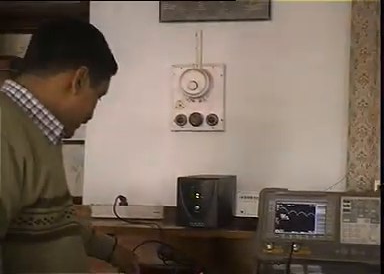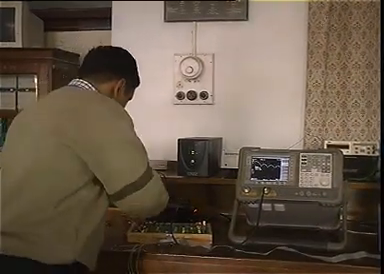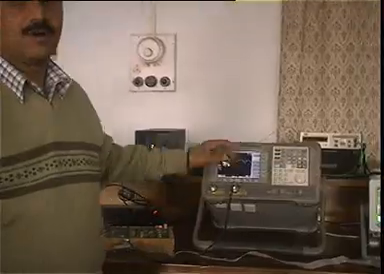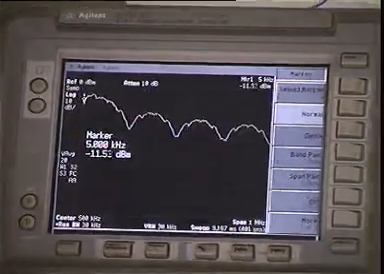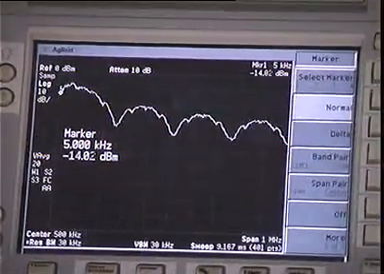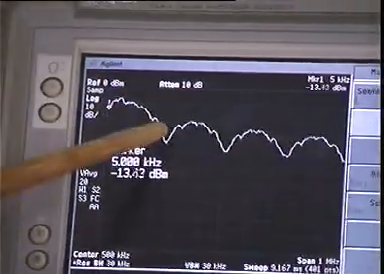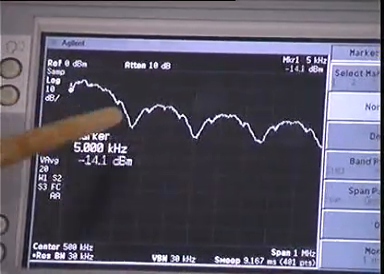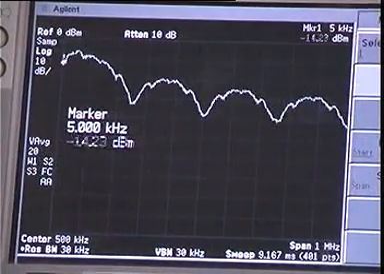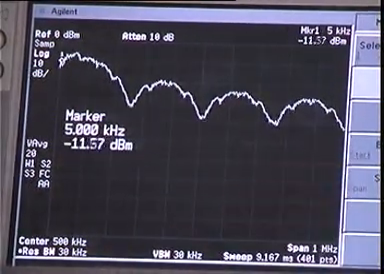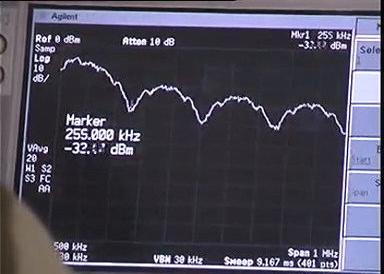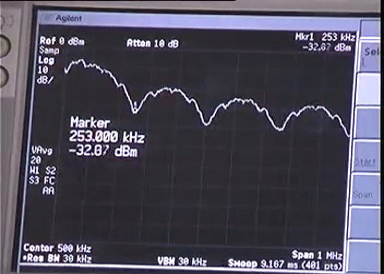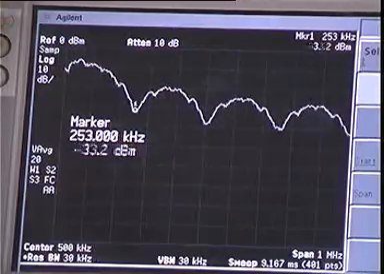Now let us try to find the bandwidth of this signal. I am taking the spectrum of the NRZ-L waveform. On this spectrum, the first null is occurring here, and the position of this first null approximately gives me the occupied bandwidth. Now let us move the marker. So this is about 253 kilohertz. So 253 kilohertz is for the NRZ waveform.